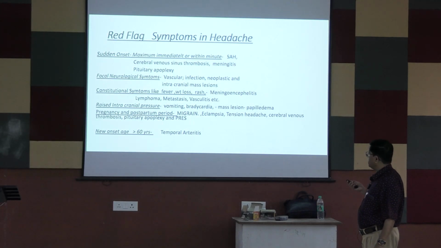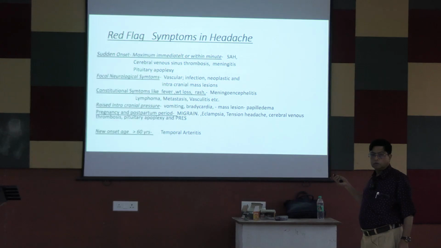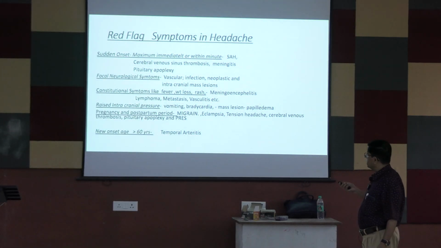So if there are any signs of raised intracranial tension like bradycardia, vomiting, or papilledema, you suspect a mass lesion inside the brain parenchyma. That's why that is a red flag sign. Now pregnancy and postpartum period: migraine, eclampsia, tension headache, cerebral venous sinuses, pituitary apoplexy and so on.